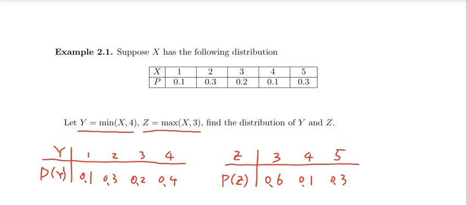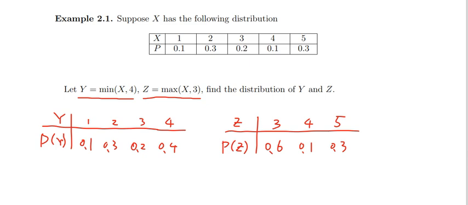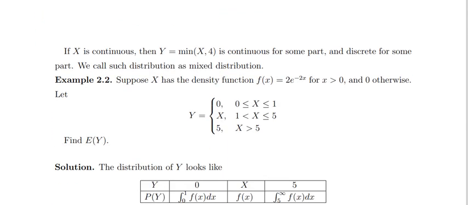So for the discrete situation, such a thing is easy, right? But for the continuous situation, the problem is a little bit difficult. So if X is continuous, Y is continuous for some part and discrete for some part. So we say Y follows a mixed distribution.